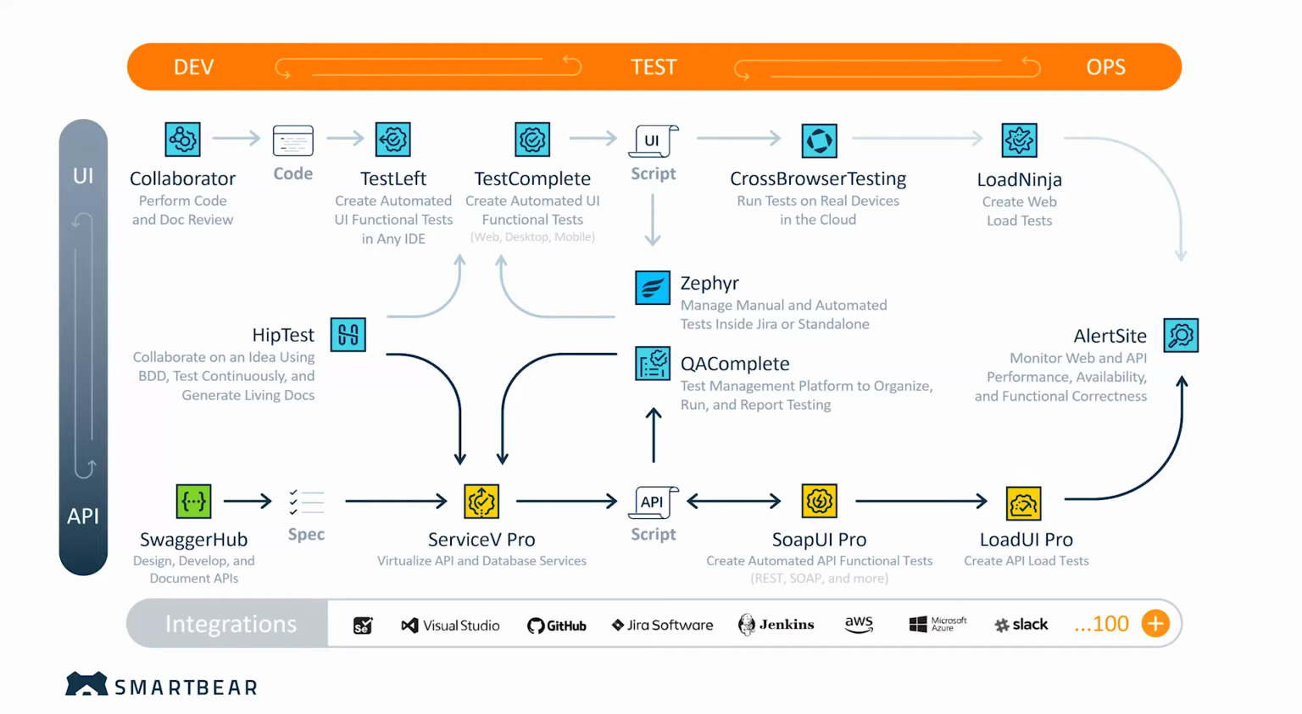Like I had mentioned before, we have tools that span across the entire software development lifecycle on both the UI and the API layer. Today we'll be talking more about the products toward the latter end of the SDLC: Load Ninja, Load UI Pro, and Alert Site. Load Ninja is used to create web load tests, Load UI load tests APIs, and Alert Site monitors both the UI and the API layer, which we'll get into a little bit later.